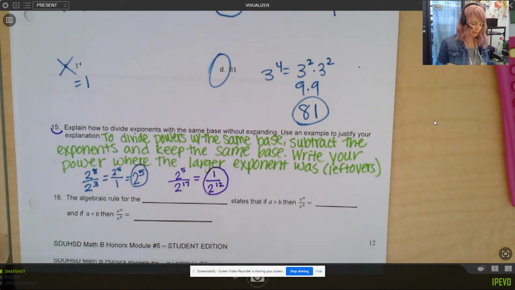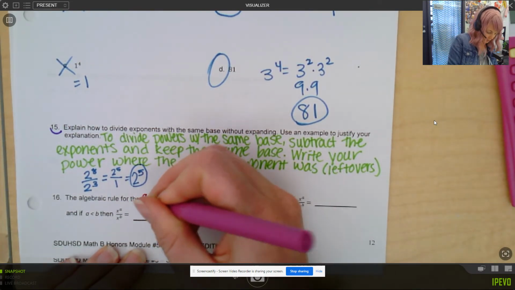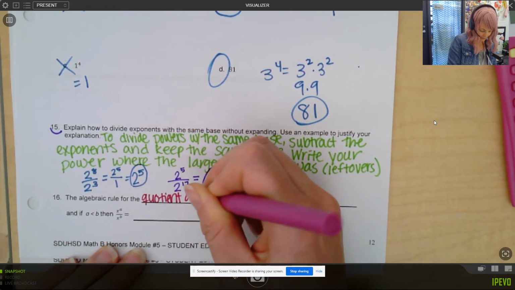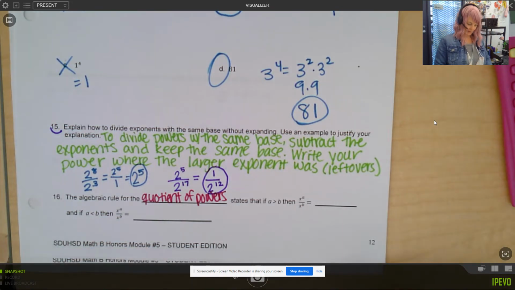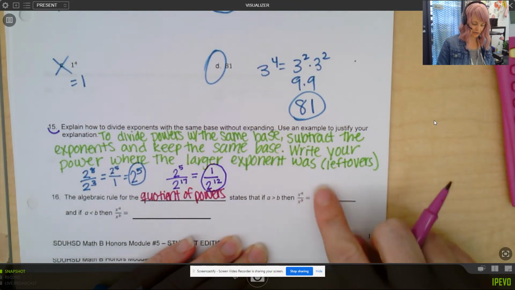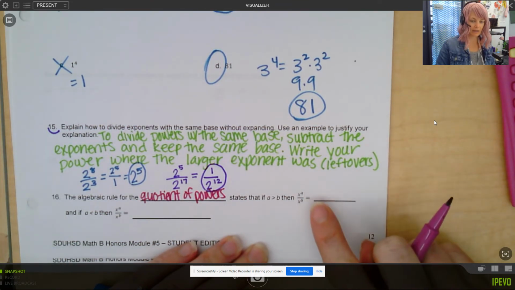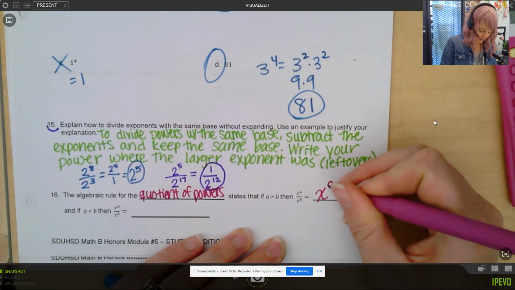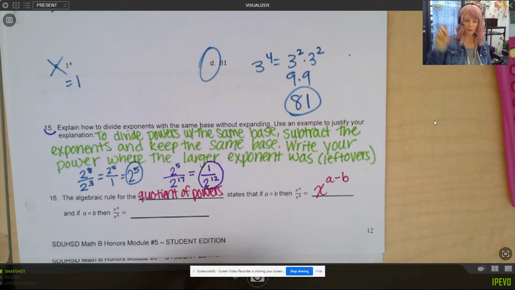Okay, so the algebraic rule for the, are you ready? I know when I tapped my desk, it made my camera look weird. So over here, I'll try it. Algebraic rule for the quotient of powers. Quotient, we're just dividing, of powers. There's a base and an exponent. It states that if a is greater than b, okay, it's super mathy, I know, but that just tells you the exponent is bigger in the numerator than the denominator. That means that it's equal to x to the a minus b. The leftovers are in the numerator.